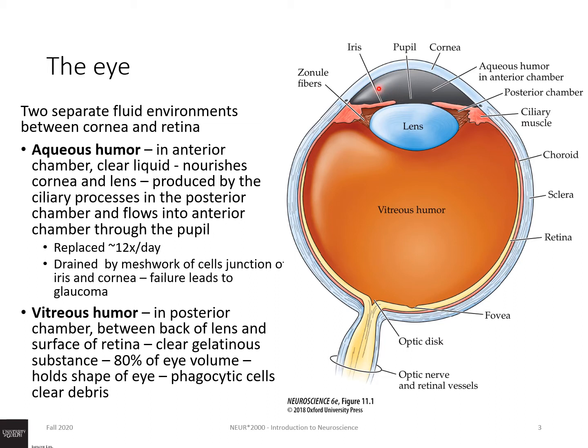So if you have too much pressure inside the aqueous body in the anterior chamber, then that can lead to glaucoma. The posterior chamber has the vitreous humor. This is between the back of the lens and the surface of the retina. And this is a clear gelatinous substance. And this is about 80% of the volume of the eye. This holds the shape of the eye. And phagocytic cells clear the debris.